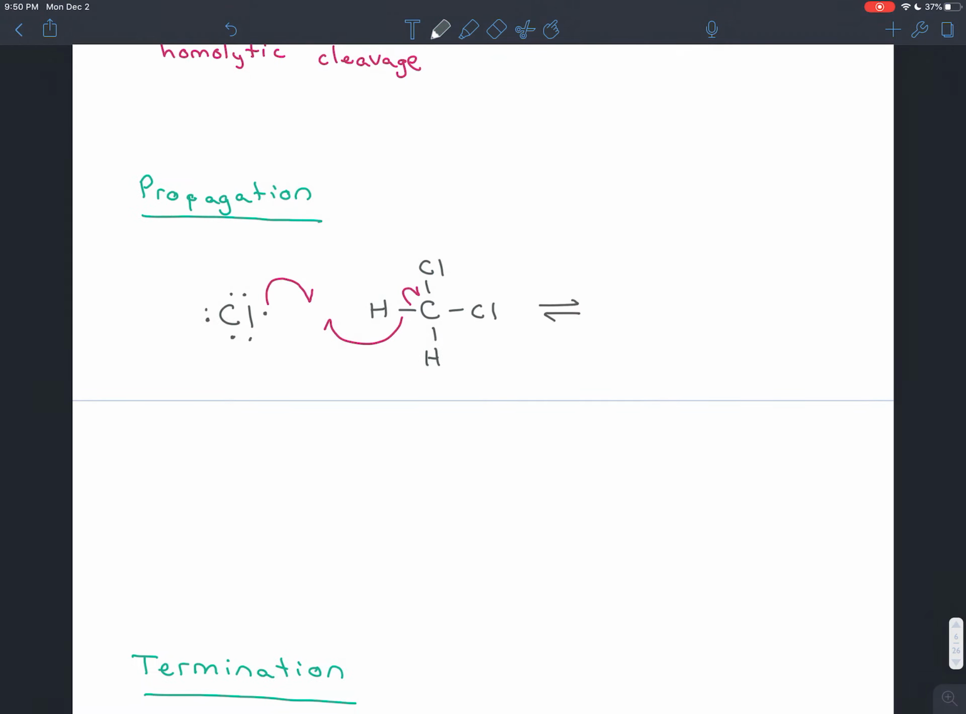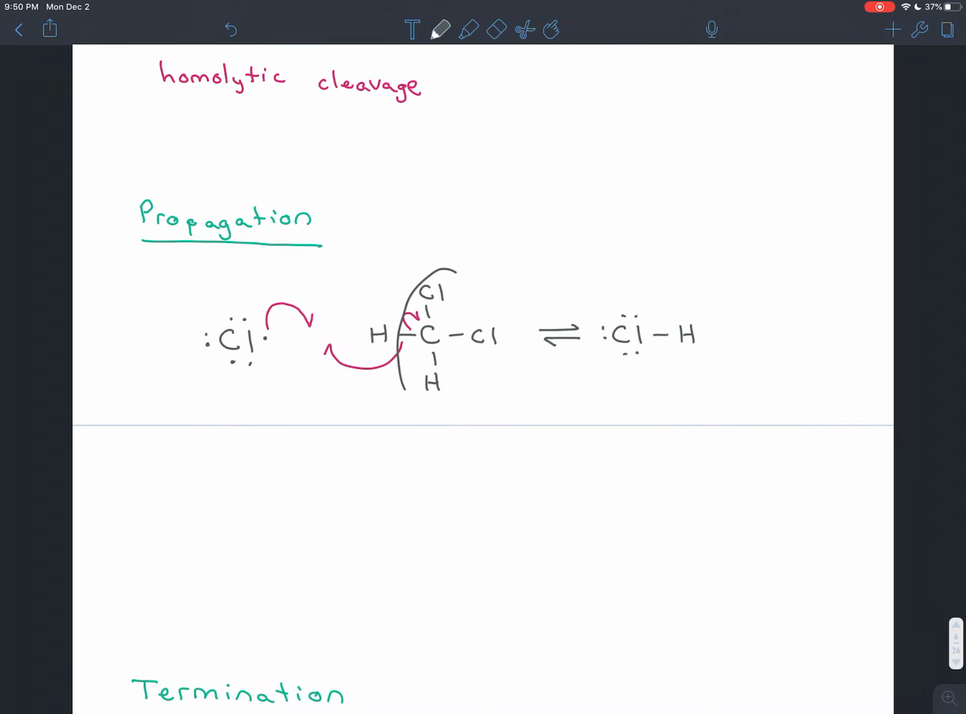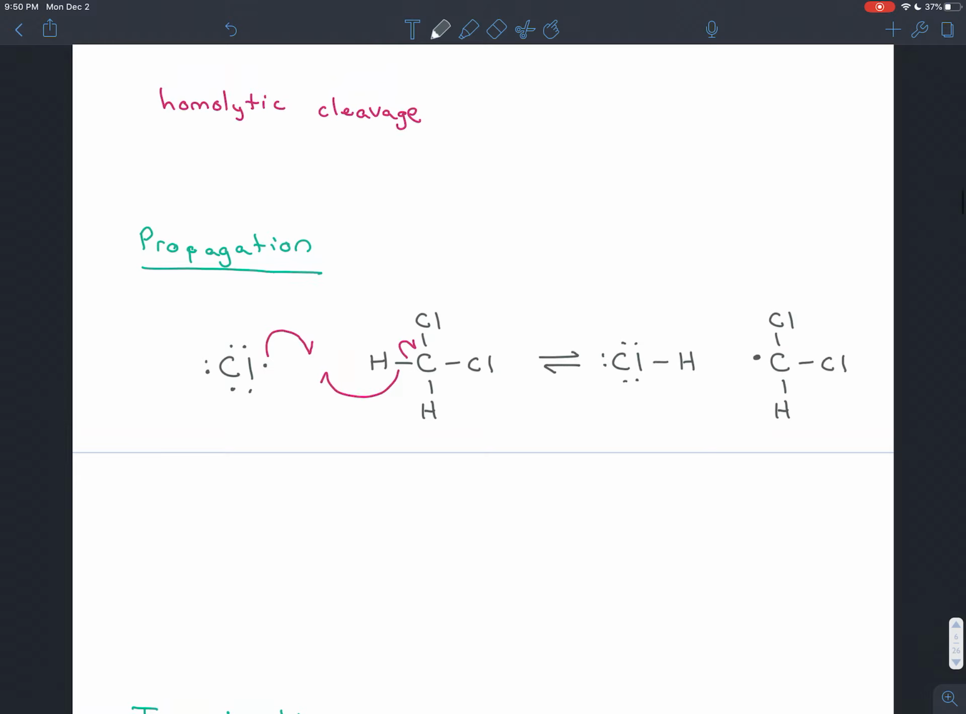And so, in that step, with these two curved arrows, we make HCl. Well, we have the chlorine bonded to the hydrogen, so HCl. And then we're going to have a radical on the rest of this molecule. So we have sort of the same thing, but a radical on the carbon, an unpaired electron on the carbon.